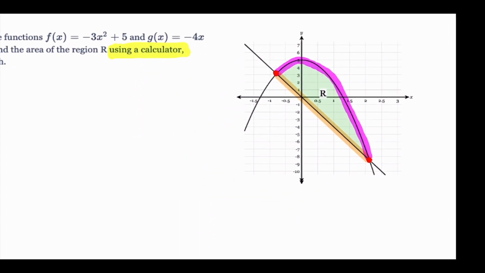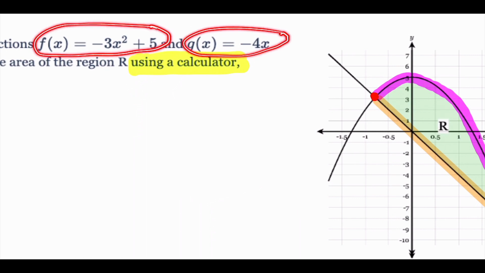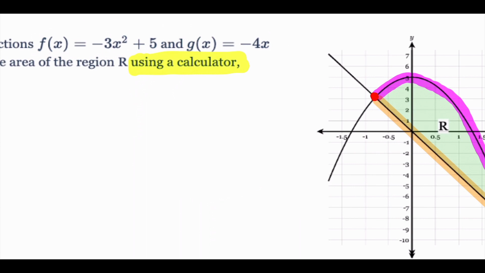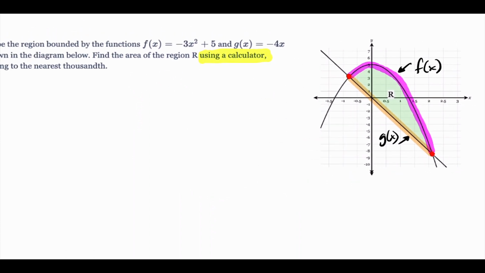So what we have to figure out is which one is f and which one is g. So is the pink f or is the pink g? Well, this one's not as bad. F is a quadratic. G is linear. One of them's a parabola and one of them's a straight line. So this one's pretty easy to tell. F is this guy. G is this guy. Okay, so let's set it up.